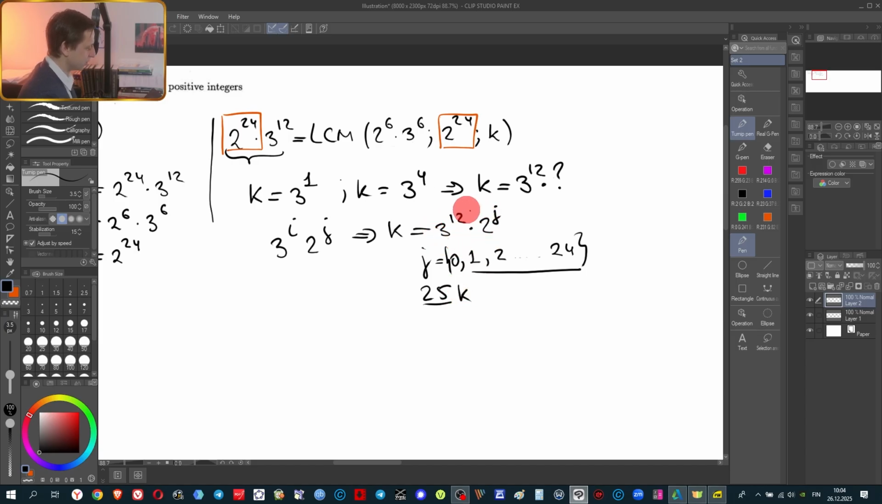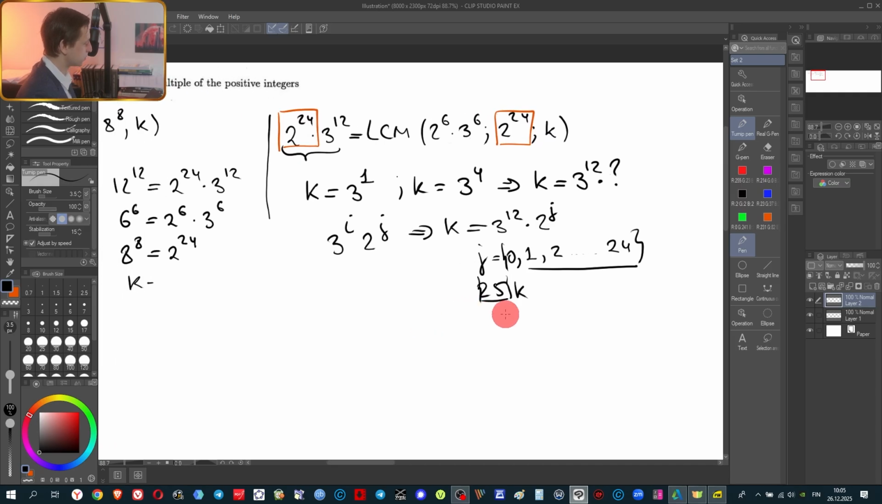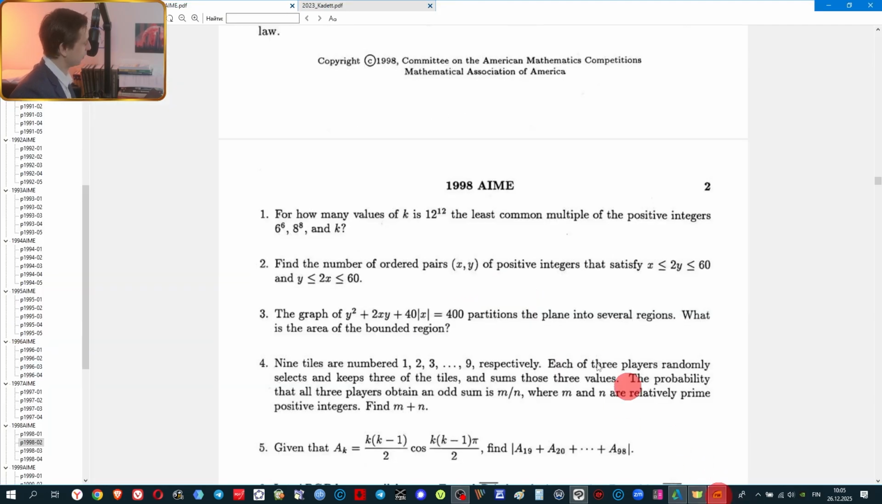So k looks like this. j goes from 0 up to 24, so we have 25 possible options for k. This is it. So it is the end of this problem. Let's go to the next one.